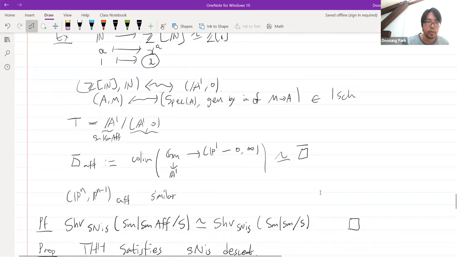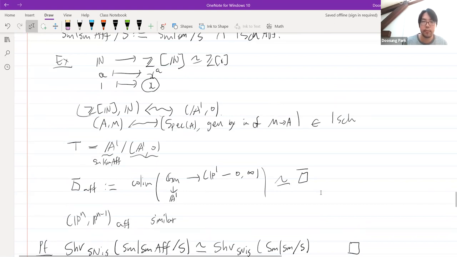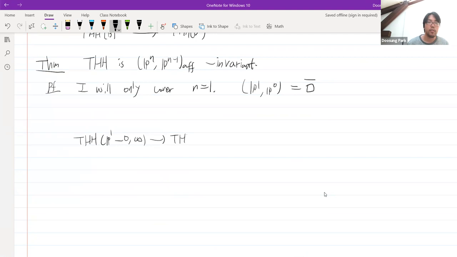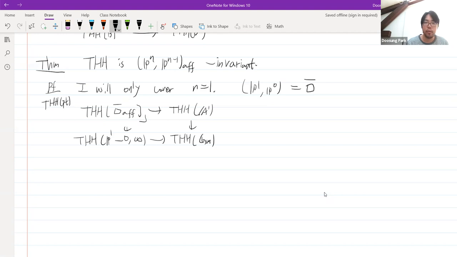So box affine is built out of GM, A1, P1 minus 0 comma infinity. And THH of box affine is defined by the homotopy pullback of THH of this. So from that picture, THH of P1 minus 0 comma infinity, THH of GM, THH of A1, and THH of box affine. So this is defined by the homotopy pullback of these three, the pullback diagram. And then what we need to show is THH of point is the same as this. That's the question.